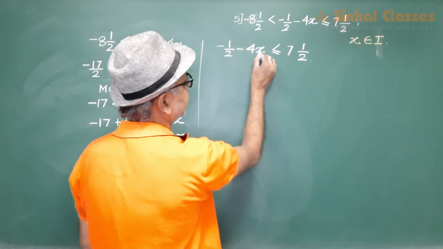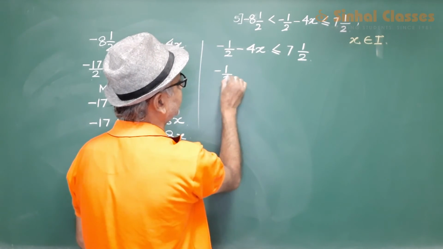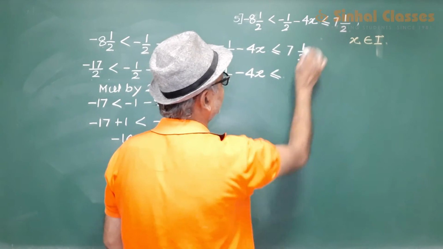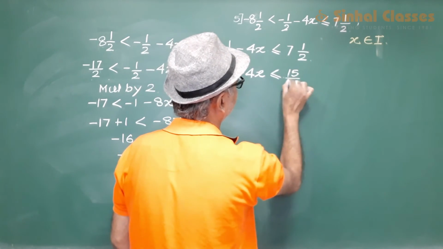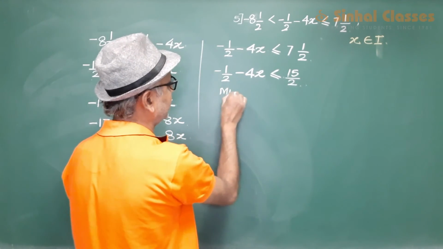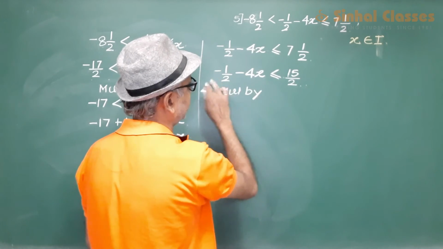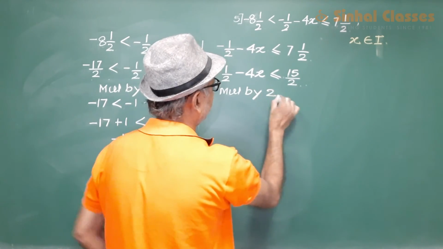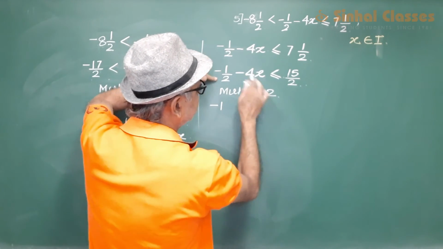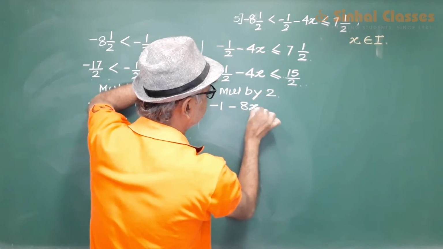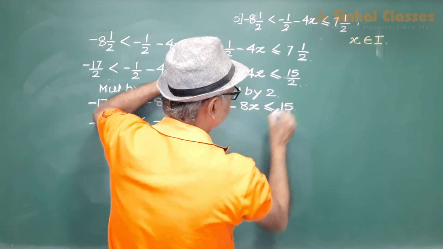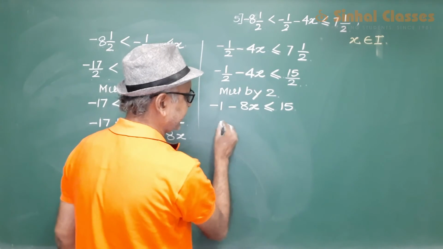Minus half minus 4x less than or equal to 15 upon 2. Now multiply by LCM 2. Now this multiplied by 2, 2 gets cancelled, you are left with minus 1. This multiplied by 2, minus 8x. This multiplied by 2, 15. Bring minus 1 on that side.